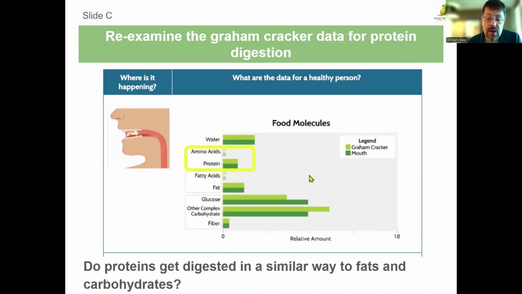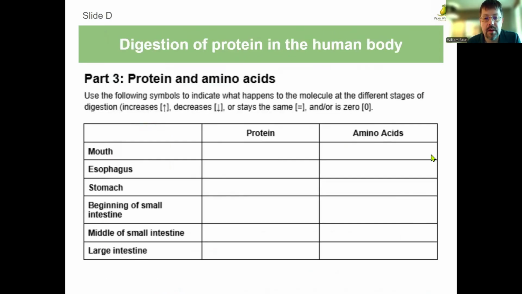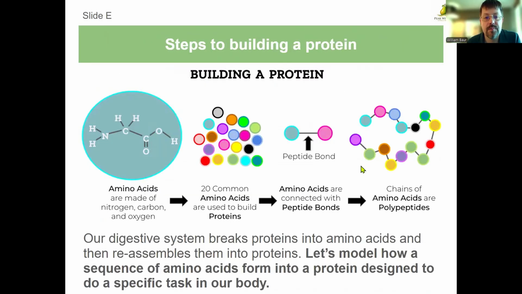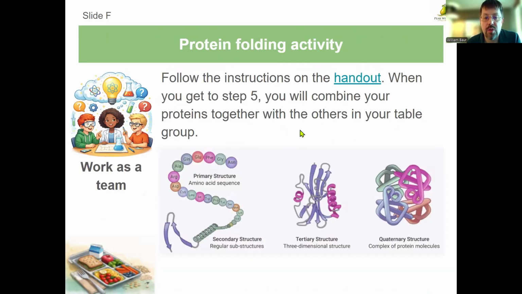And so we're going to do a similar routine to what we did with carbohydrates and fats and revisit our graham cracker data to look for how proteins are digested in our body. And that leads us to seeing that amino acids are the building blocks of proteins. And we're going to model that with an activity.